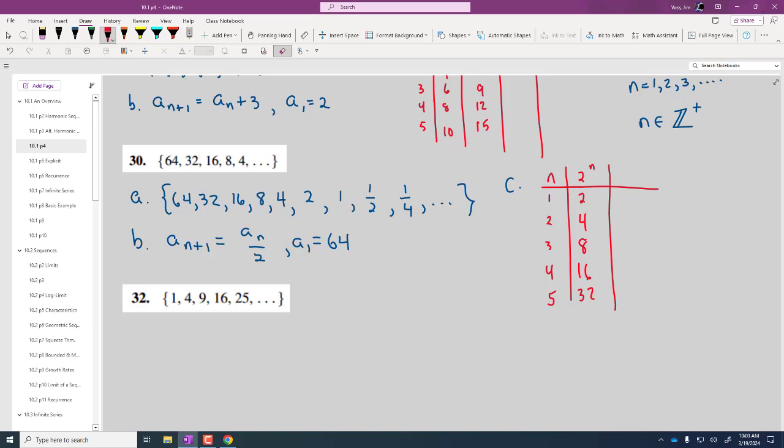Any ideas? To the negative n. 64 over... To the negative n. Wait, I heard 64 divided by 2 to the n? Yeah. Let's just check first and see if that will work. Okay, so 64 divided by 2 is 32. So definitely not 64. If we were going to go this route, we would start with 128. So let's see if that works for all of them.